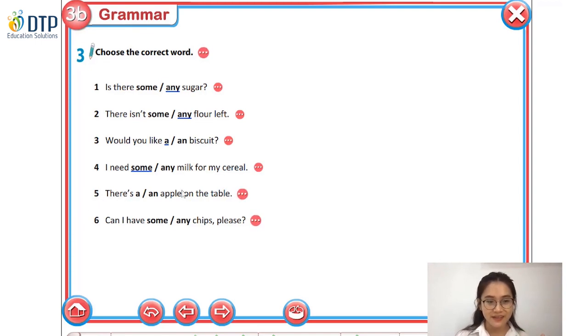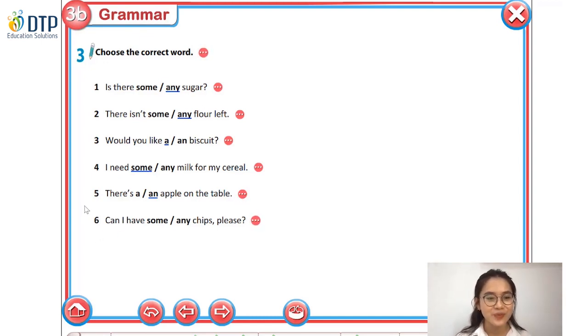Now, number 5. Similarly, we have apple. Apple is countable. And this countable noun begin with a vowel, which is A. Và danh từ đếm được này thì bắt đầu bằng chữ cái A là một nguyên âm. So we use an before the noun. Very good. Perfect. And the last one.